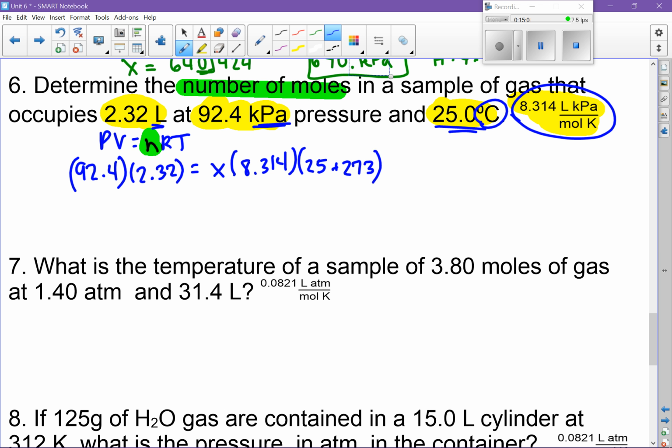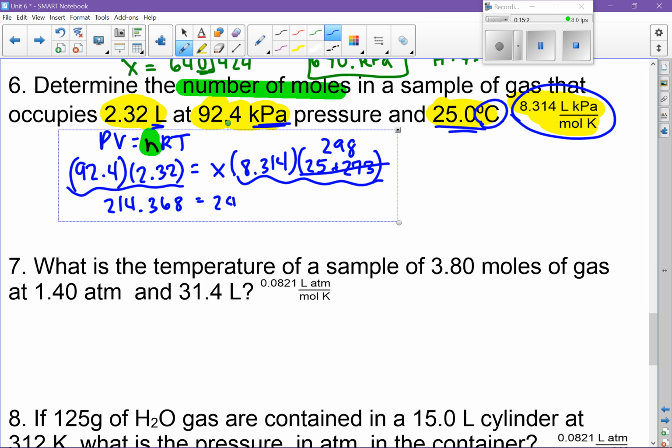And so now we're just going to start solving. When I add these temperatures right here, I get 298. Multiply here, multiply here. Let's see what we get. Big number over here, and X. Then we just need to divide to solve. Alright, that cancels. Put this into your calculator, and when I do that, I get a very tiny number. 0.86565, on and on and on.